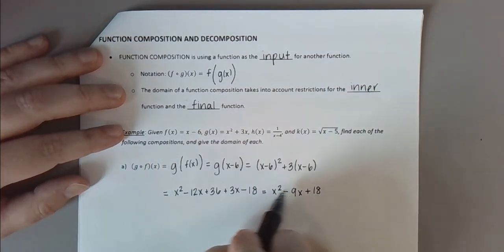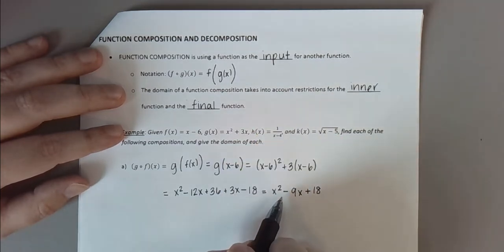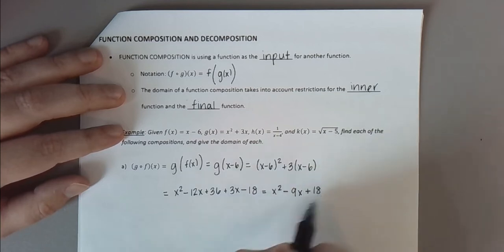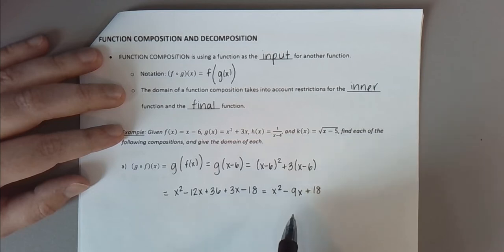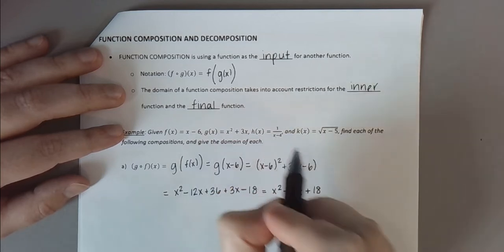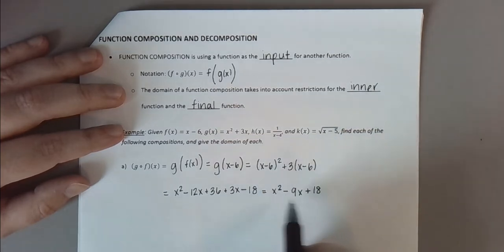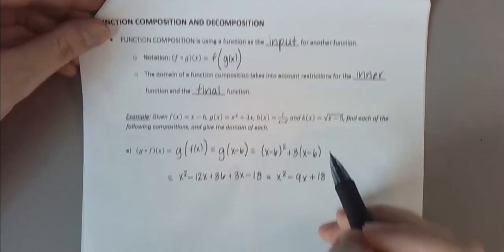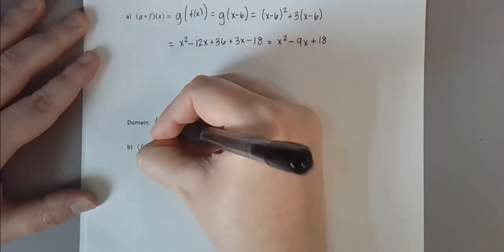Now, at the very end, we also have to reconsider any possible restrictions. So we have to think about the kind of function we ended up with. In this case, this is going to be quadratic, or more generally, it's polynomial, which means that we don't have any restrictions. We can plug in anything we want in place of x. There's no risk of dividing by 0. There's no risk of taking a square root of a negative number. So in this case, we can use any x value we want. That means our domain is going to be all real numbers.